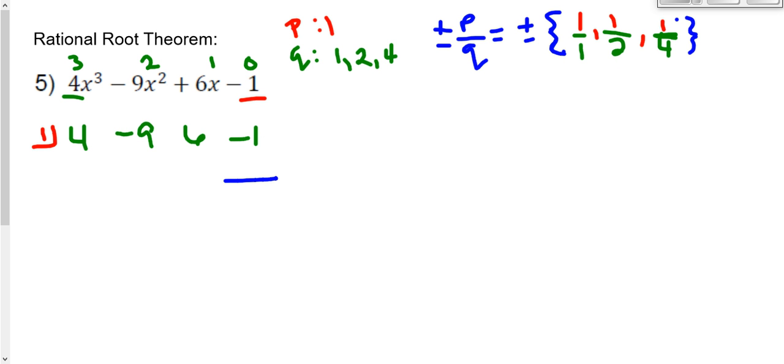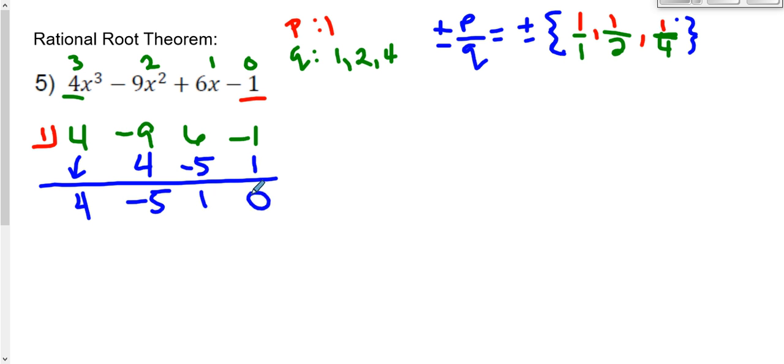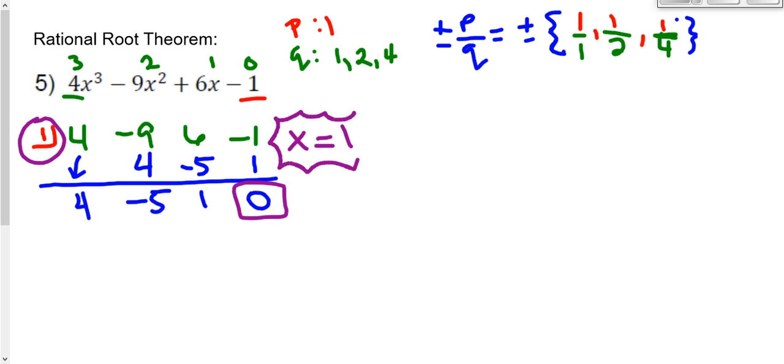Now we're ready to use our synthetic division to divide. We'll bring down our 4, multiply it by the 1 in the top left, add up and down we get negative 5, multiply that by the top left, add up and down we get 1, multiply that by the top left, and wouldn't you know it, our very first test, we have found a remainder of 0, which means that x equals 1 is a solution to this polynomial. Now the original degree of our polynomial is 3, which means there should be 3 solutions. I have found 1, which means there are 2 left.